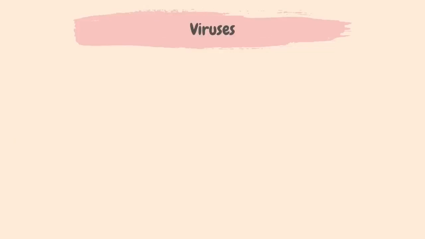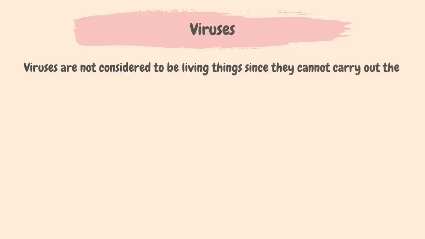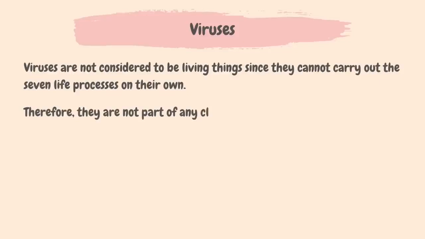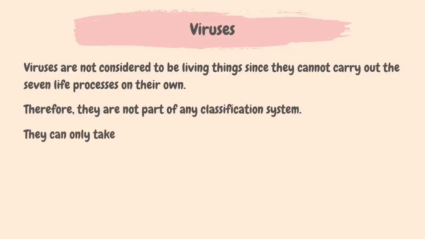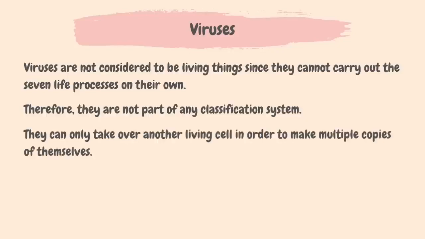This entire chapter we have been learning about the classification of living organisms. So it is important to know that a virus doesn't belong in any classification system. Viruses are not considered to be living things since they cannot carry out the 7 life processes on their own. They can only take over another living cell in order to make multiple copies of themselves.